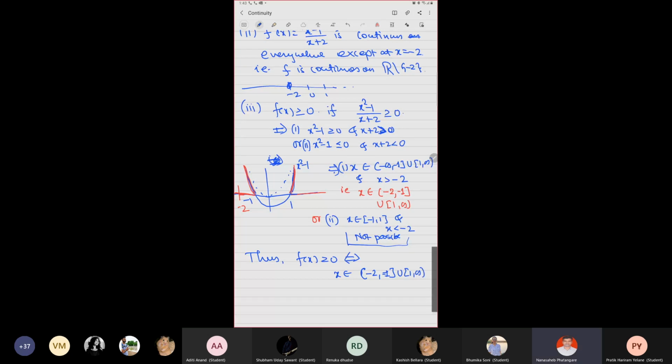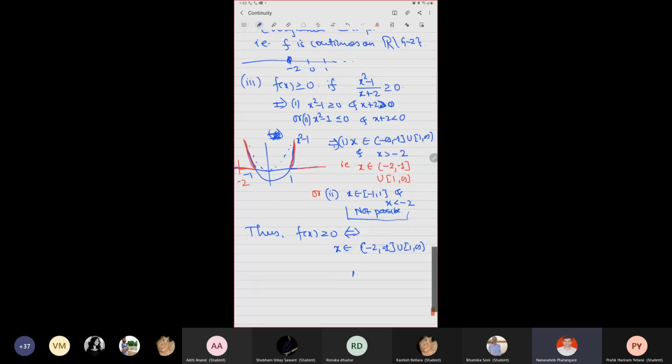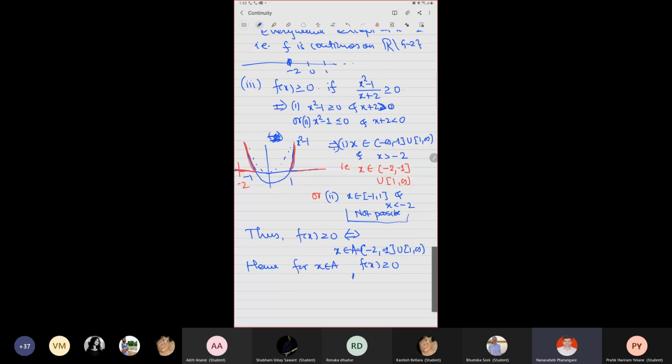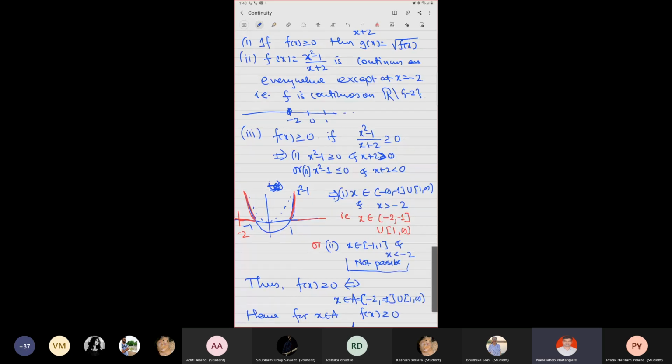Okay, so let us call this set A, right? Hence, for x in A, f of x is greater than or equal to 0. Therefore the square root exists. But at what point is f continuous? Except at -2. And -2 is already excluded in this set A, right?